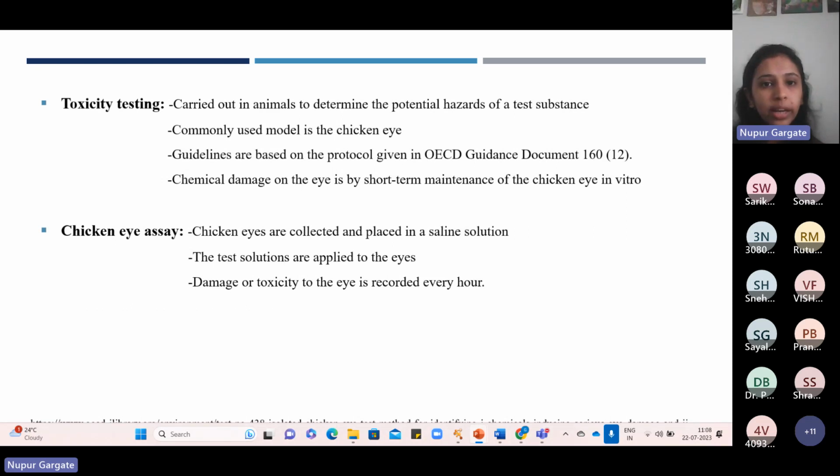Toxicity testing is also carried out in animals to determine the hazards of a test substance. One of the most commonly used models is the chicken eye model, and guidelines for this model are given in the OECD guidance document. For the chicken eye assay, chicken eyes are collected and placed in saline solution. Test solution is applied to these chicken eyes, and the damage or toxicity which has happened to the eye is recorded on an hourly basis.